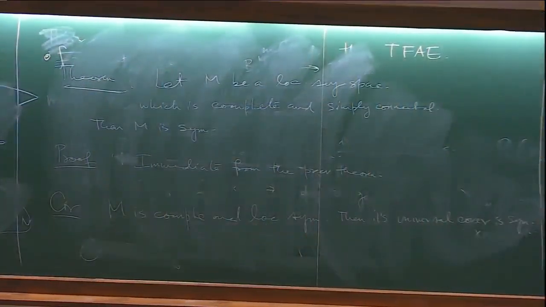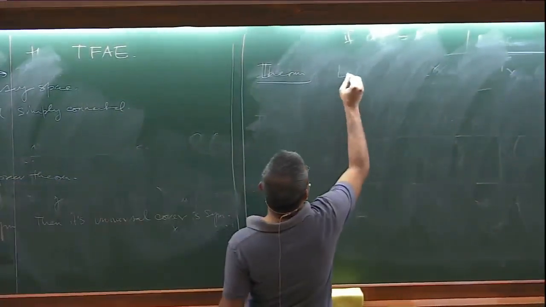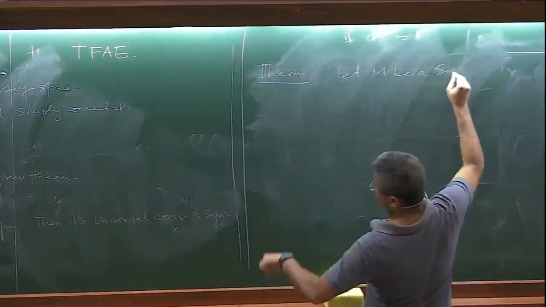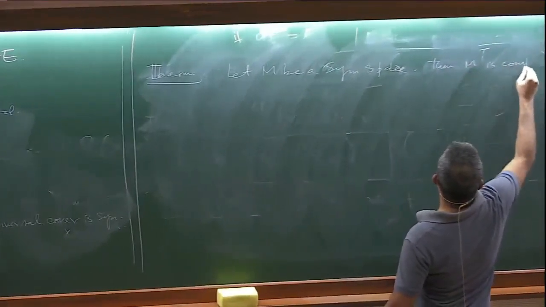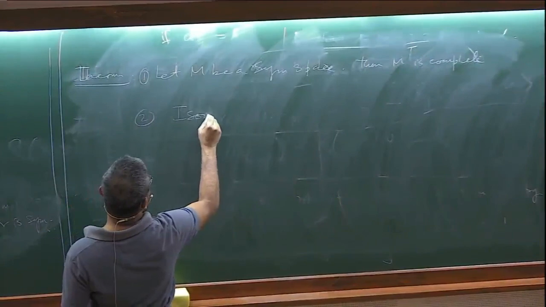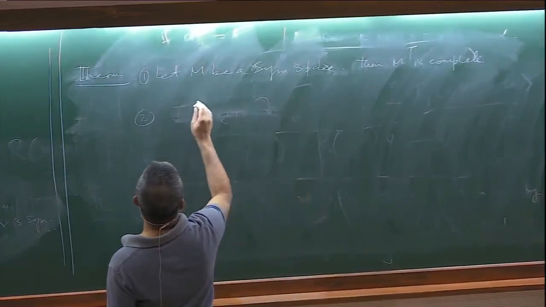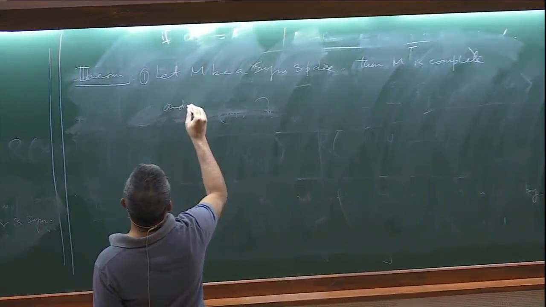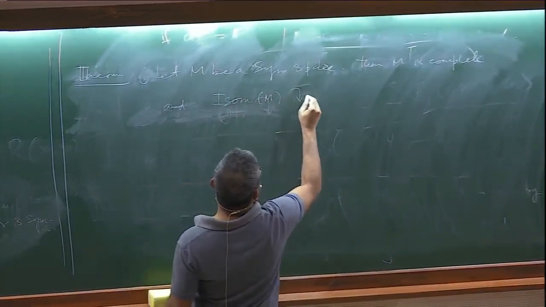Okay, so let us now derive some properties of symmetric spaces. The theorem: a symmetric space is complete. Let M be a symmetric space, then M is complete. This is property number one. Number two is the isometry group: M is complete, and the isometry group acts on M transitively.